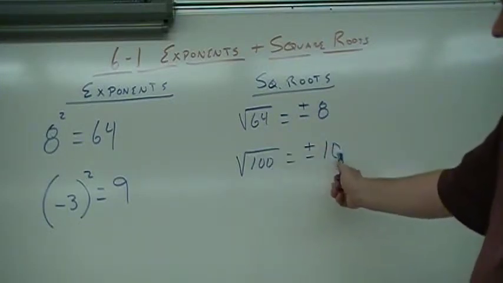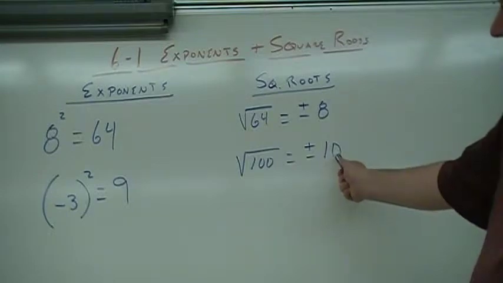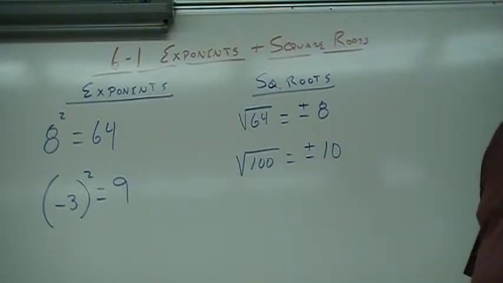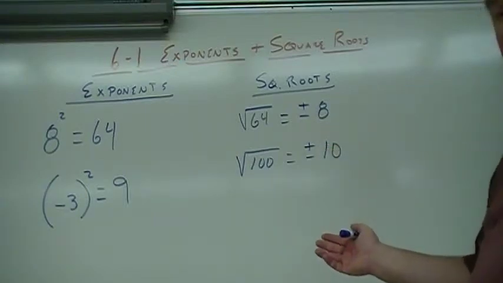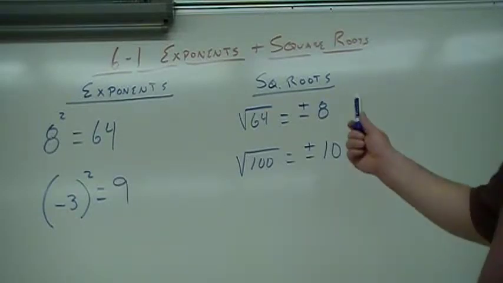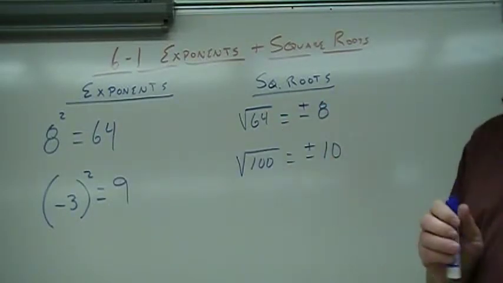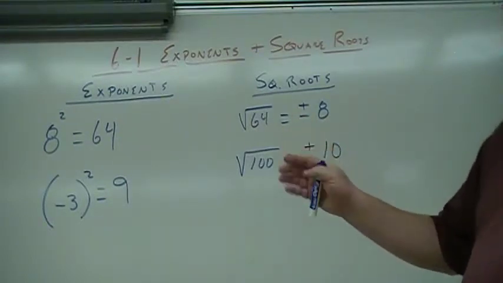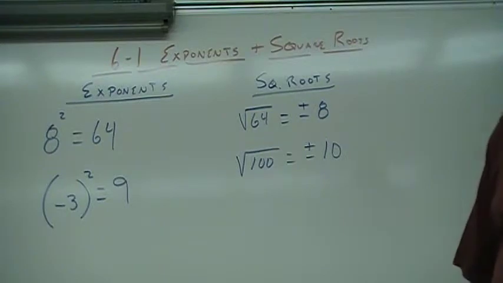Here with 100, it's 10. 10 squared, 10 times itself is 100. And we put a plus or a minus because it could be negative 10 too. But we tend to be dealing with positive numbers right now. Okay? So hopefully you have these in your notes. If you need to pause the video right now, take down some of these notes, because now I'm going to be moving on to some other things.